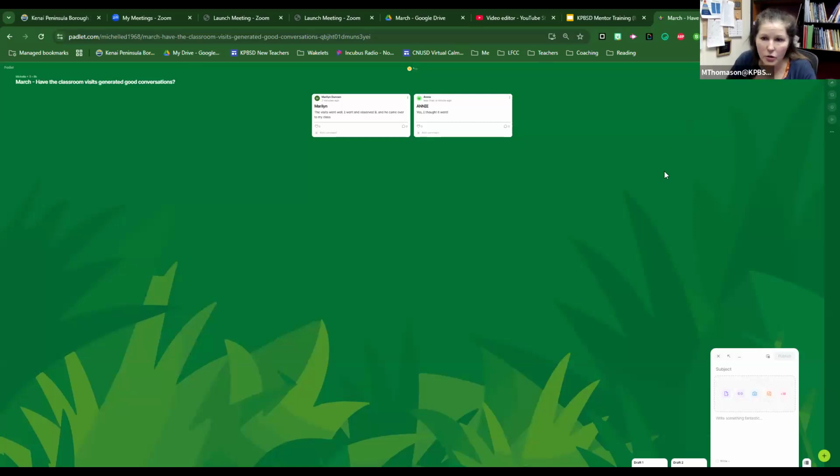So if you're not able to get into the Padlet, then I'll make some changes on the Padlet and I'll push it out to folks who weren't able to.